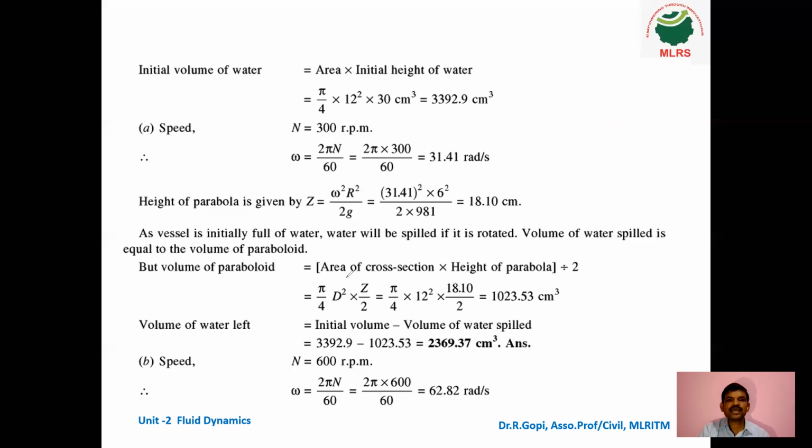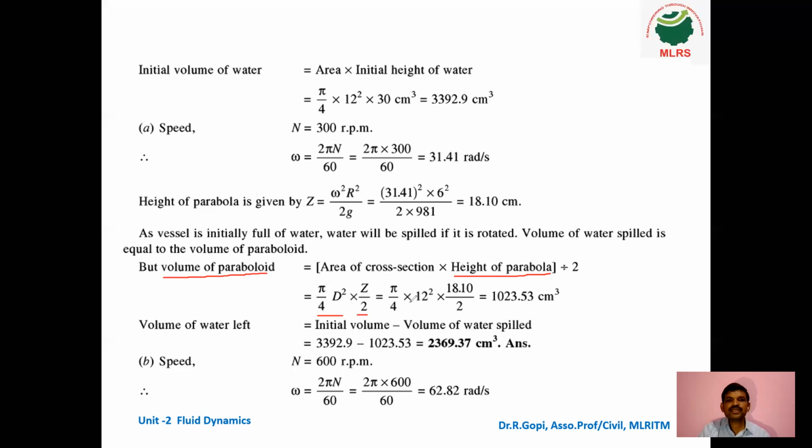Using the formula: area of cross section multiplied by height of the parabola divided by 2. So this is the formula for volume of the paraboloid. First we have to calculate the area into z by 2. So pi by 4 into d square is the area, and z is the height of the parabola divided by 2.